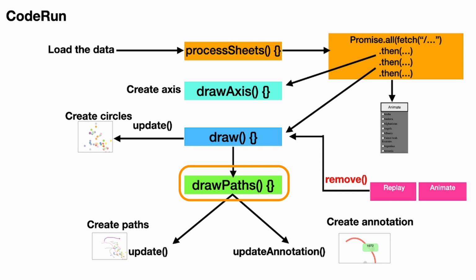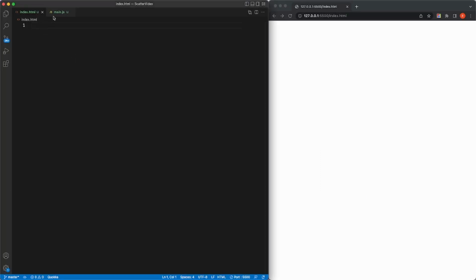The draw paths function will serve two purposes. One is to help us create the paths or the trails using an update function within it. And these are the trails that we saw previously. And the second thing it'll help us accomplish is we'll create another function called the update annotation function to help us update the text annotations within the animation. We'll start with two empty files, index.html and main.js.